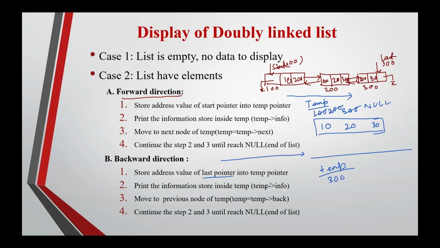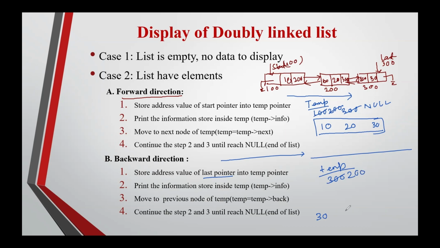Print the information stored inside the temp. How do we print temp info? Temp info is 30. So what information is it going to print? 30. Move to the previous node of the temp. How? Temp equal to temp back. So this is our temp, 300. Temp back is 200. So now this is 200.